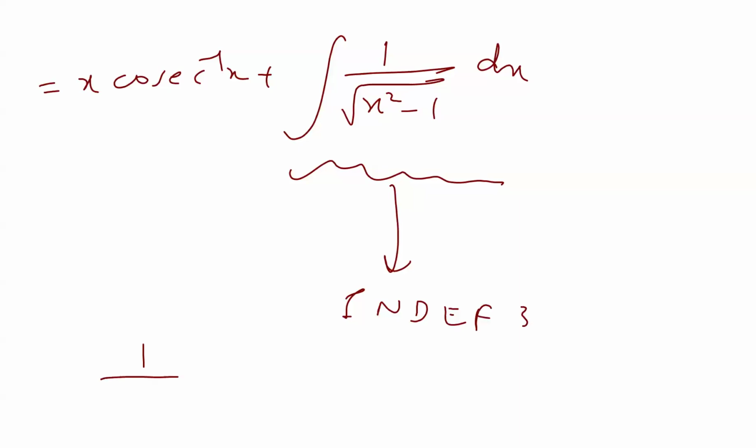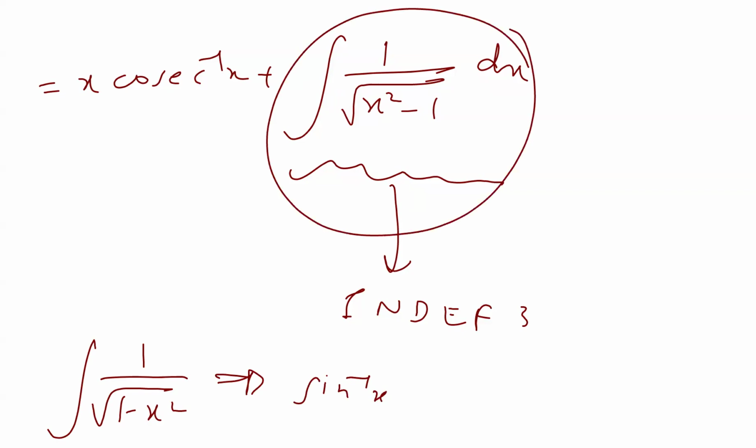Okay. Had it been root of 1 minus x square, this is nothing but sine inverse x. This is a direct formula which I have given you. But in this x square minus 1, we'll have to solve using Indef 3.